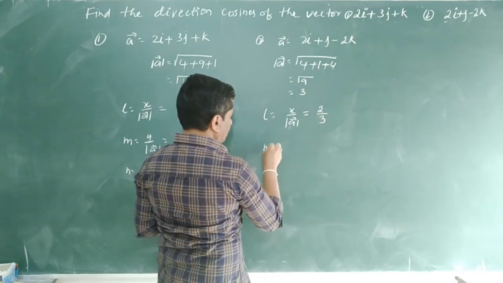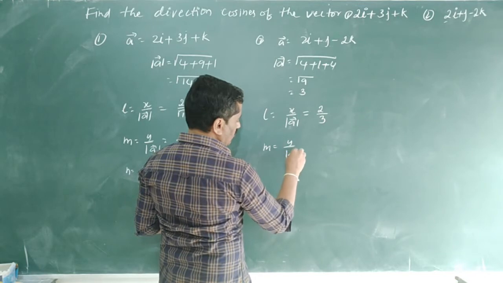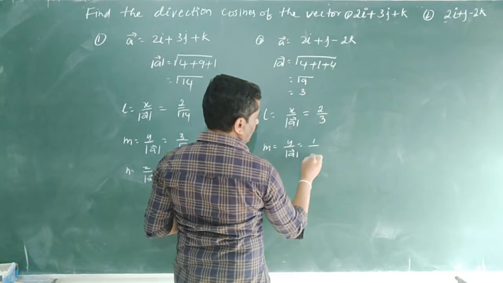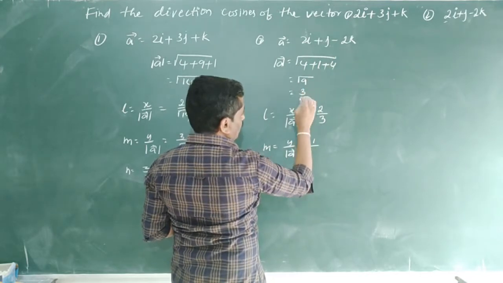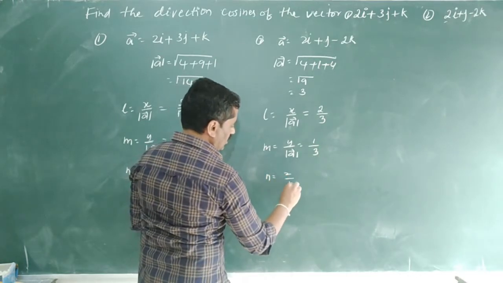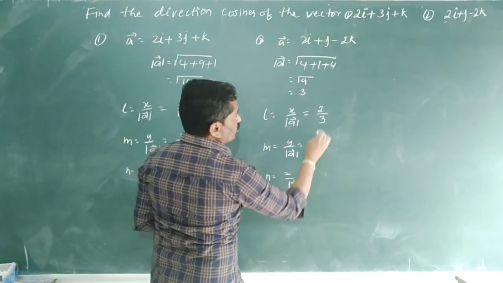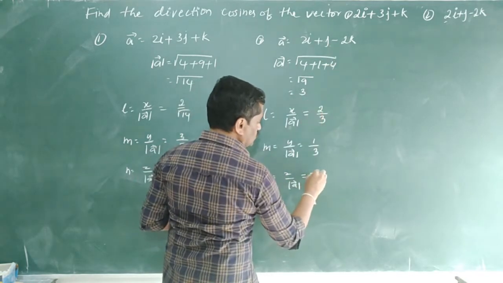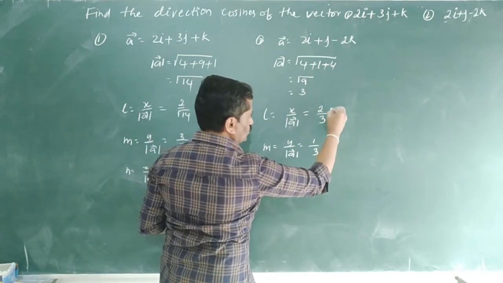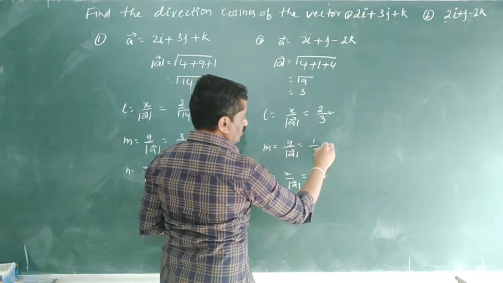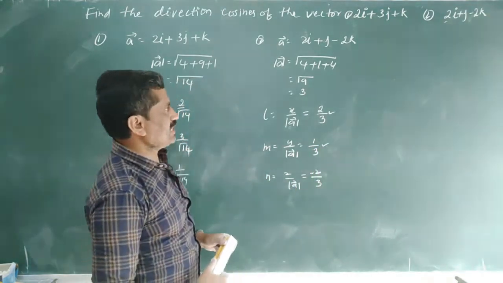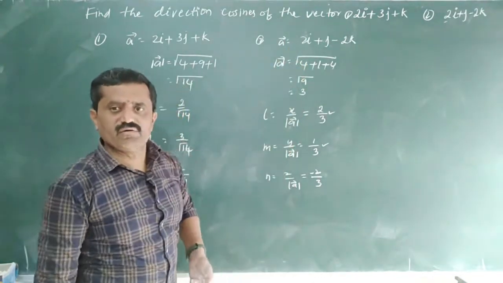Again m is equal to y divided by magnitude of a bar. What is the y value? We have 1 divided by magnitude of a bar, we have 3. 1 by 3. Again n is equal to z divided by magnitude of a bar. What is the value of z? Minus 2 divided by magnitude of a bar, we have 3. Okay, therefore 2 by 3, 1 by 3, minus 2 by 3 are direction cosines of the given vector.